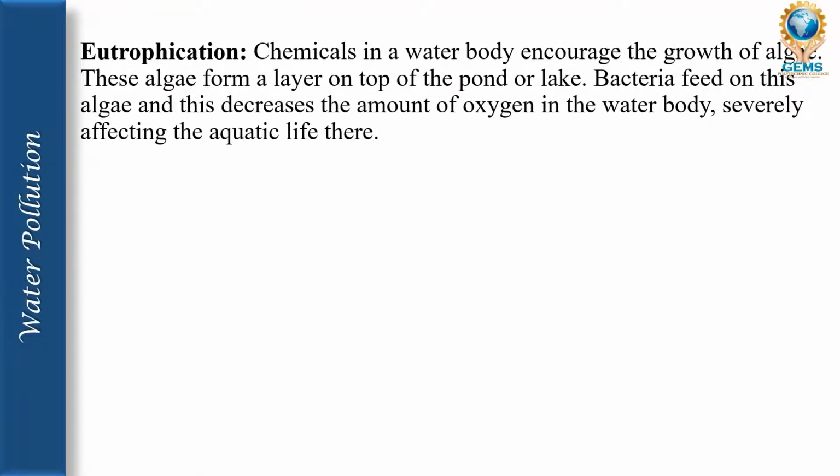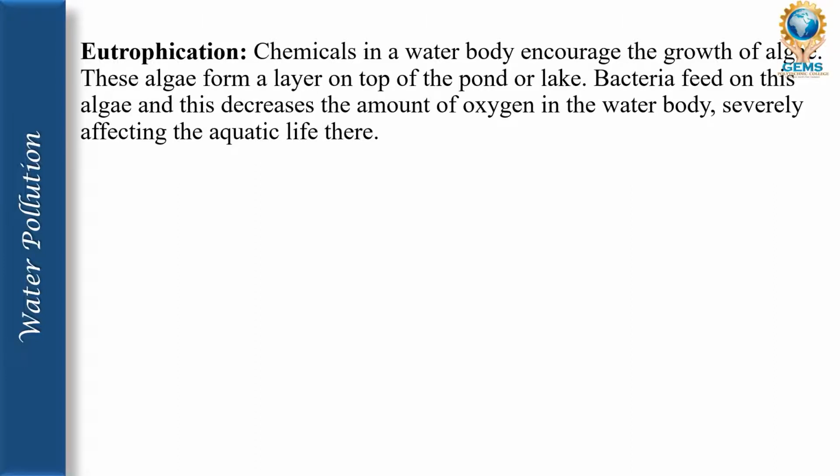Next one is eutrophication. In the previous video itself we have discussed eutrophication. Eutrophication: the chemicals in the water bodies encourage the growth of algae. These algae form a layer on top of ponds or lakes. Bacteria feed on this algae, and this decreases the amount of oxygen in the water body, severely affecting the aquatic life there.